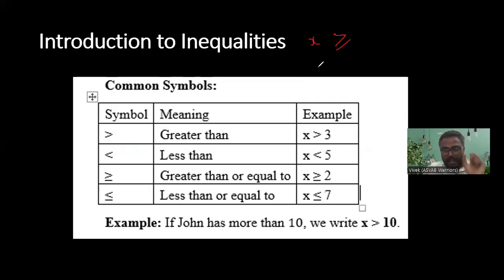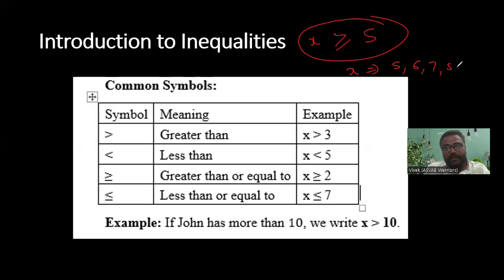If they mean x is greater than or equal to 5, that means x also includes 5. X can also have the value of 5, 6, 7, 8, 9, 10, and so on. And here there is less than or equal to. Example, if John has more than 10, we write x is greater than 10.